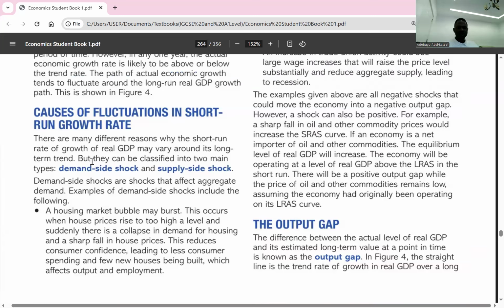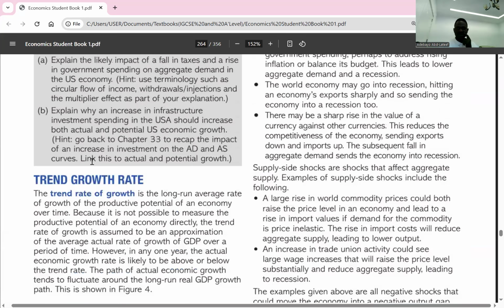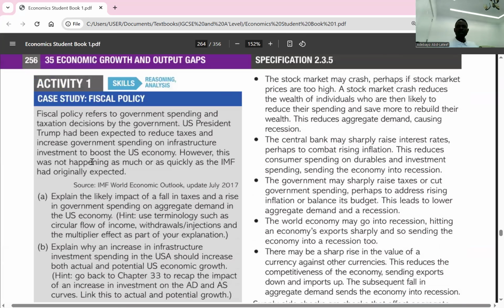Then the second one, the stock markets, which may crash. While the stock market prices are too high, a stock market crash reduces the wealth of individuals, who are then likely to reduce their spending and save more to build their wealth. This reduces aggregate demand and causes recession.